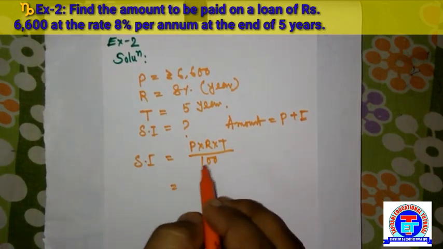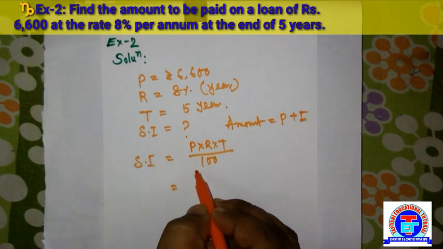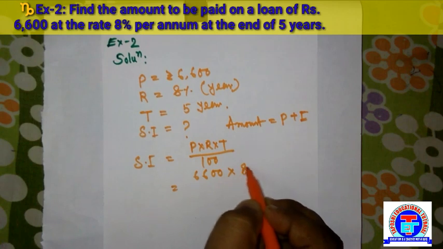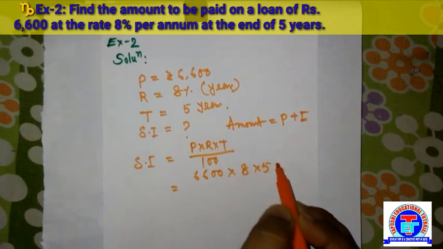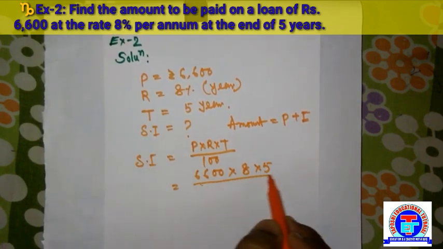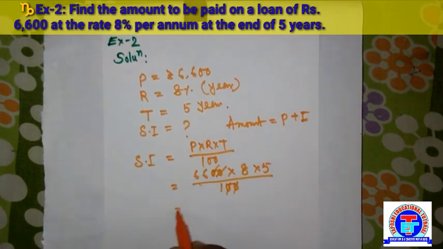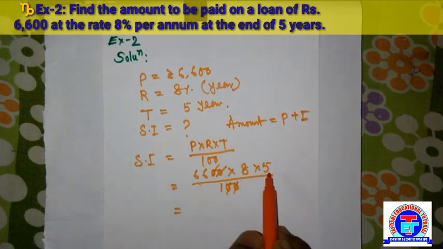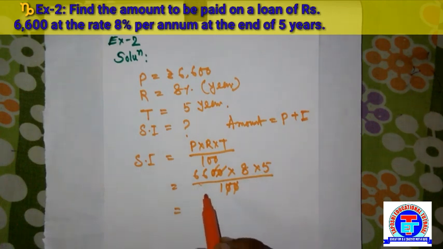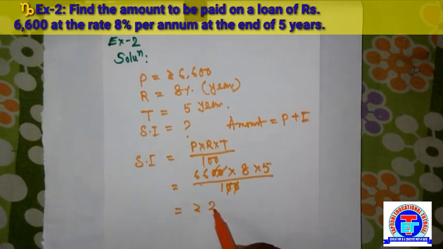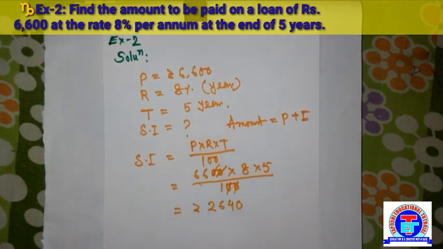So here we put the value P is equal to 6,600 into rate of interest 8% and time taken 5 years divided by 100. So the zeros cancel here, and we multiply 40 by 66, and this will come to rupees 2,640. This amount will come.